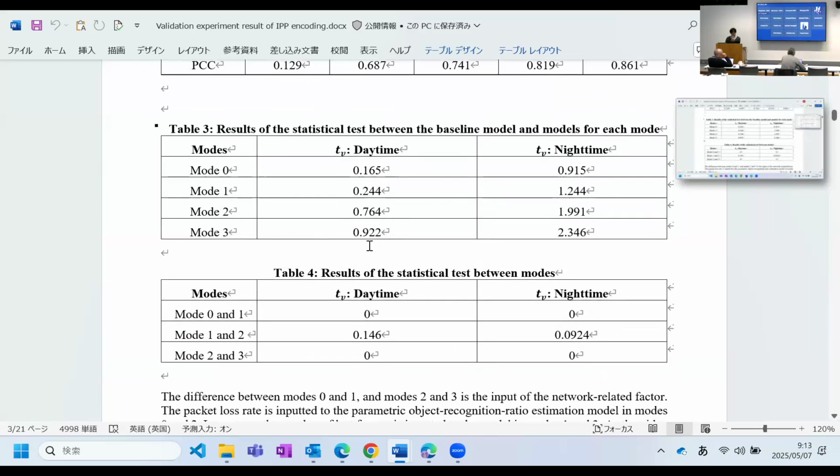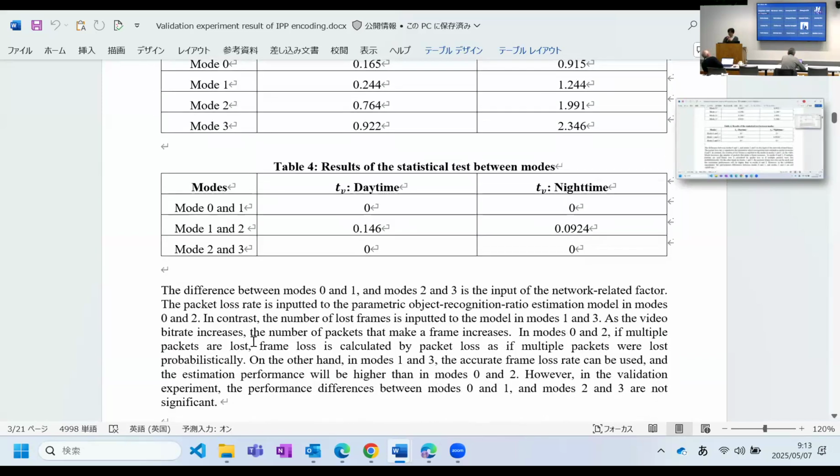In these tables, if the TB is bigger than 0, there are statistically significant differences. This table shows that the differences between modes 1 and 2 are significant. The differences between mode 0 and 1, as well as mode 2 and 3, are not.